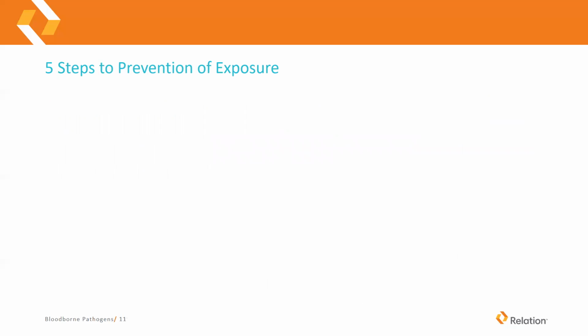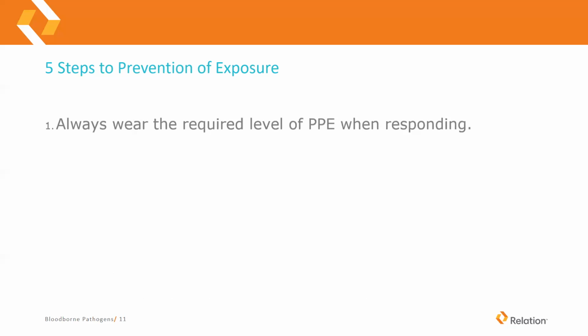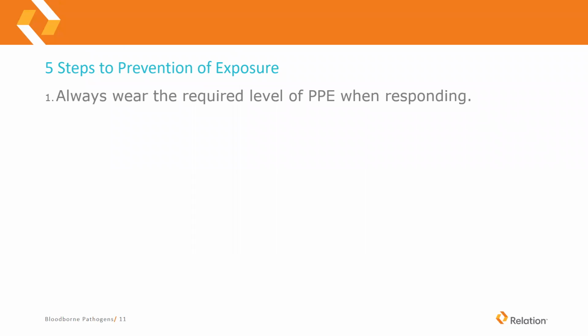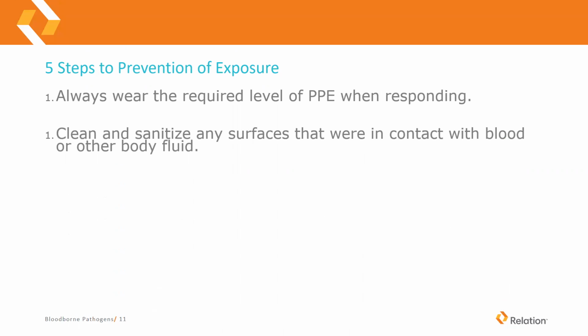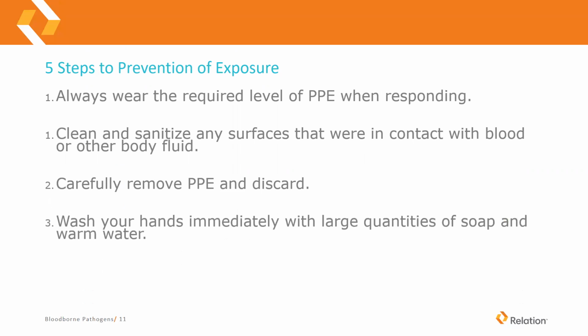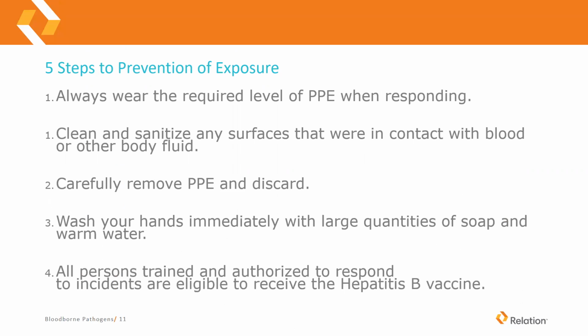So our 5 steps to prevention of an exposure. Always wear the required level of PPE when you're responding. Clean and sanitize any surfaces that were in contact with blood or other body fluid. Carefully remove your PPE and discard it. Wash your hands immediately with large quantities of soap and warm water. And all persons trained and authorized to respond to incidents are eligible to receive the hepatitis B vaccine.